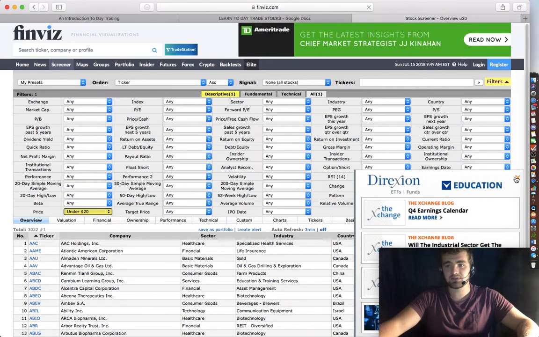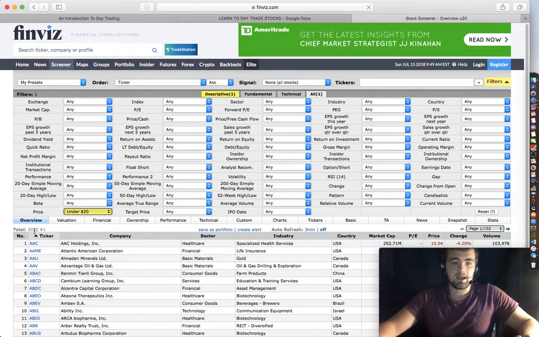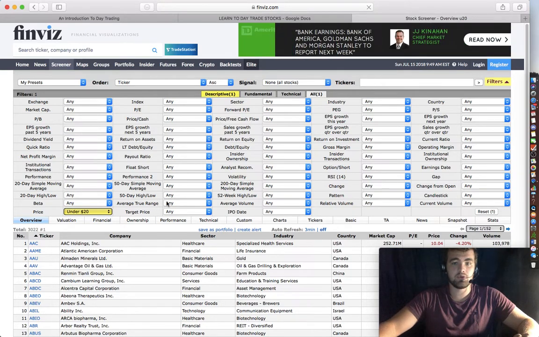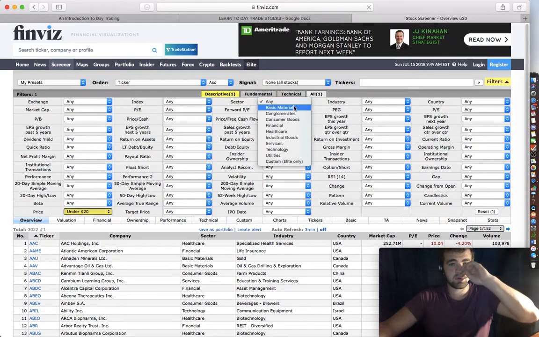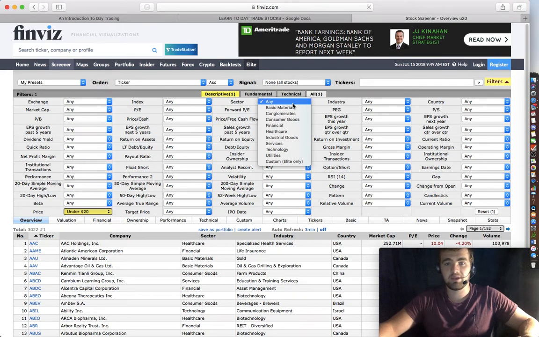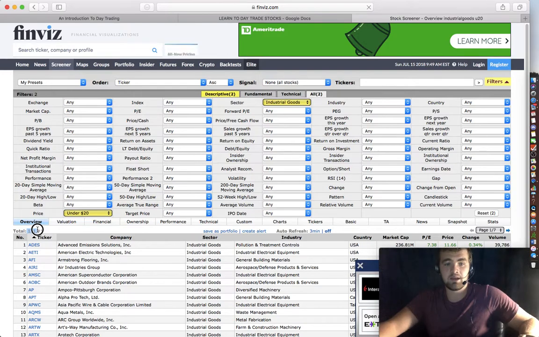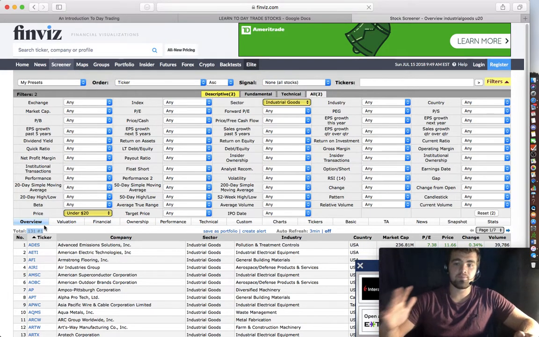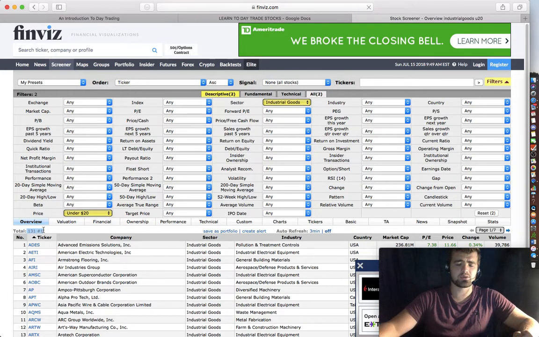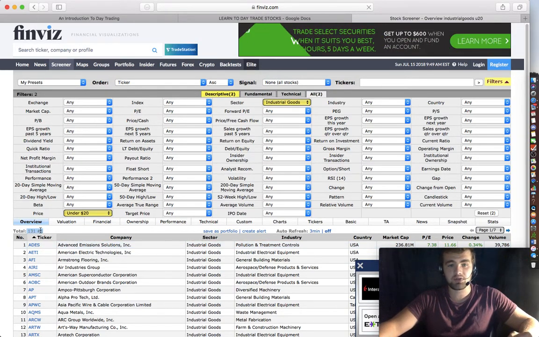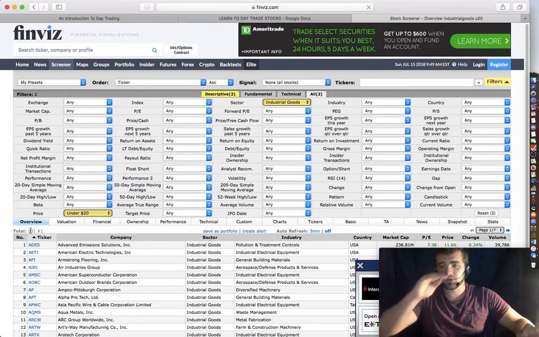Once that loads up, the next step here is to do the sector. For a really hot sector, we can just go with industrial goods because I believe that was one of the top ones. As you see here, we started with over 7,000 stocks on this screener. Now we are down to 131. We're going to try to get this number around 10 to 20.